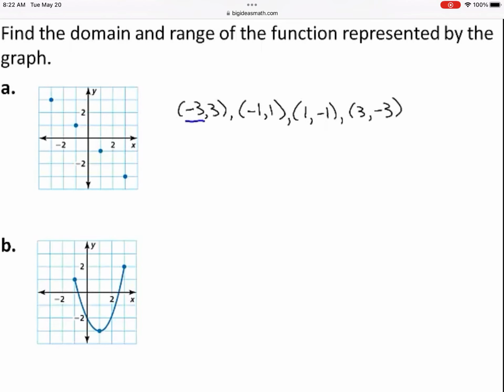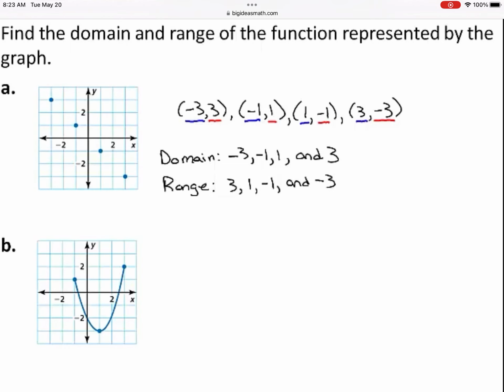The inputs are -3, -1, 1, and 3. The outputs are 3, 1, -1, and -3. So the domain of the function is -3, -1, 1, and 3, and the range of the function is 3, 1, -1, and -3.